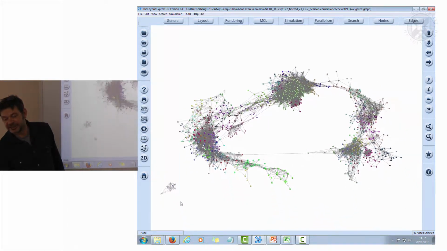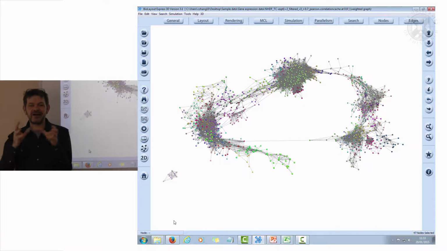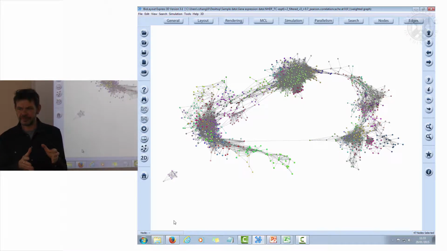And you can hopefully see in this way how you can visually see the division of these genes into their kind of biological functional grouping.